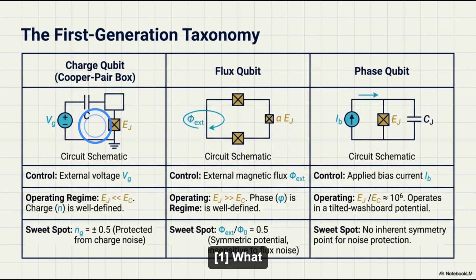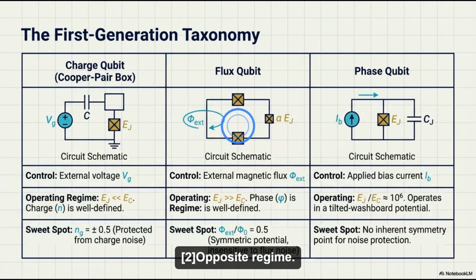What about the flux qubit? Opposite regime. EJ much bigger than EC, phase is well defined, and you tune it with magnetic flux. And the phase qubit? That one uses bias current and a tilted washboard potential. Interesting physics, but let me guess, no symmetry sweet spot, so noise kills it. Exactly, that's why it didn't survive.